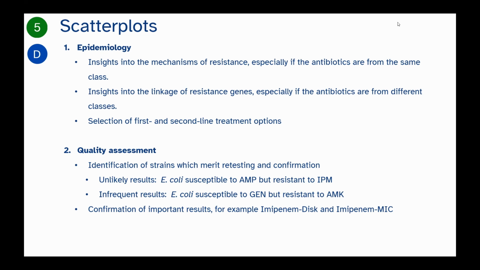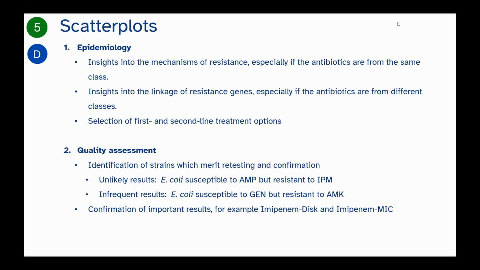From a quality perspective, we can also look for unusual results. If I find an Escherichia coli susceptible to ampicillin but resistant to imipenem, the most common reason for that is a mistake, perhaps a bad imipenem disc. Or if I find Escherichia coli susceptible to gentamicin but resistant to amikacin, that is possible, but in most countries it is not common. So if I see an infrequent result like that, I might want to retest it before I report the result to a clinician.